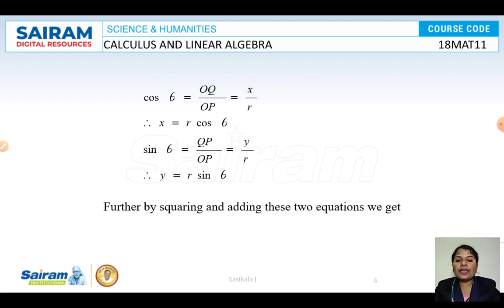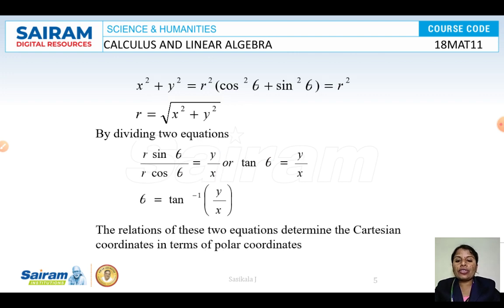For that purpose I am taking these two equations of x and y. What am I going to do? I am going to divide. Y by x is equal to what? R sin theta by r cos theta. So here r will get cancelled. Sin by cos will be tan, right? So tan theta is equal to y by x. So what is your theta? It is nothing but tan inverse of y by x.